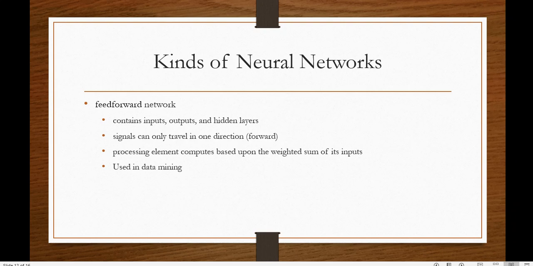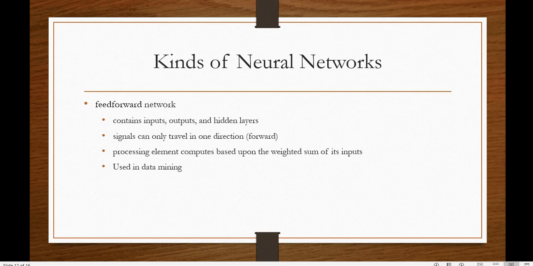First thing is that there are majorly two kinds of neural network. Based on how exactly they work, we may say that the ANN may be a feed forward network or a feedback network. Now, what is a feed forward network? It contains input, output, and hidden layers, and signals can only travel in one direction. Means the signal may travel from input layer to hidden layer to output layer, but not vice versa. That's why it is known as a feed forward network.